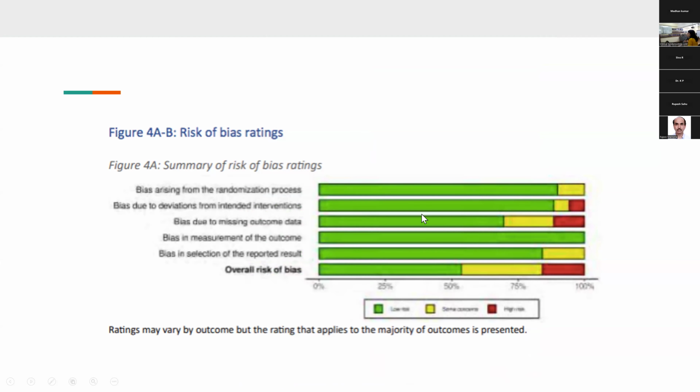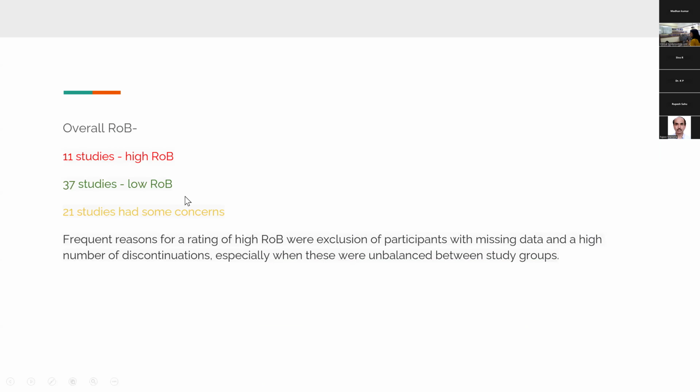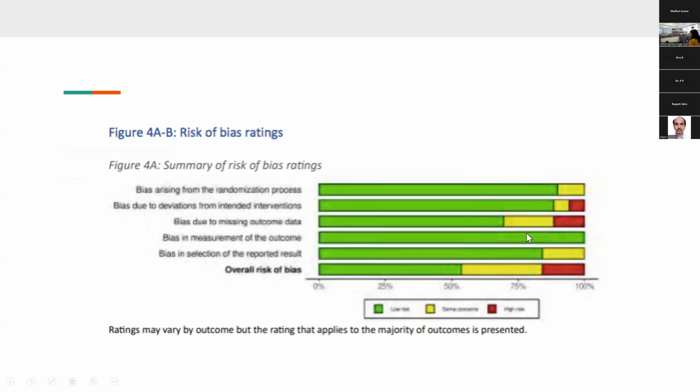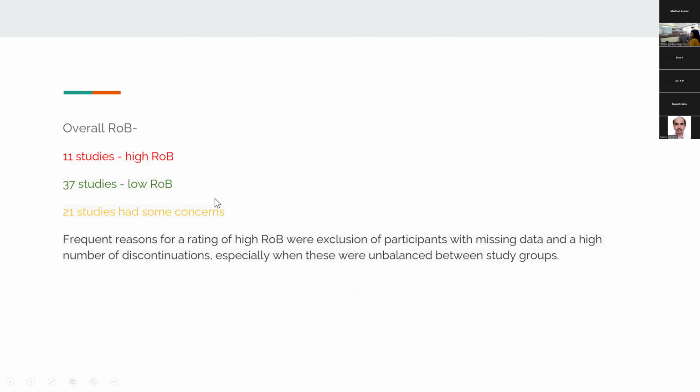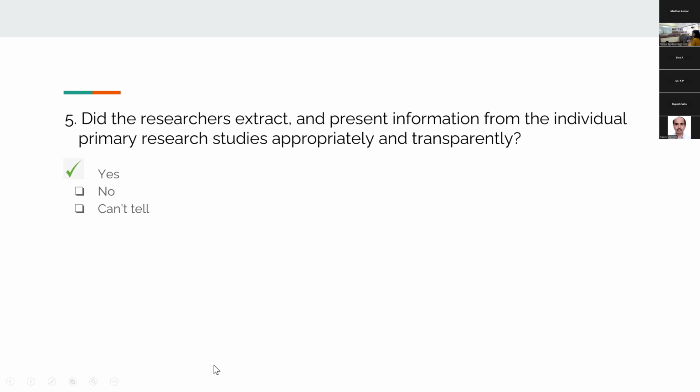Now, this is the overall risk of bias rating. Overall, out of the 69, there were 37 studies with low risk of bias, about 11 with high risk of bias, and 21 with some concerns regarding bias. Frequent reasons for high risk of bias were exclusion of participants with missing data and a high number of discontinuations, especially when they are unbalanced between both the arms.